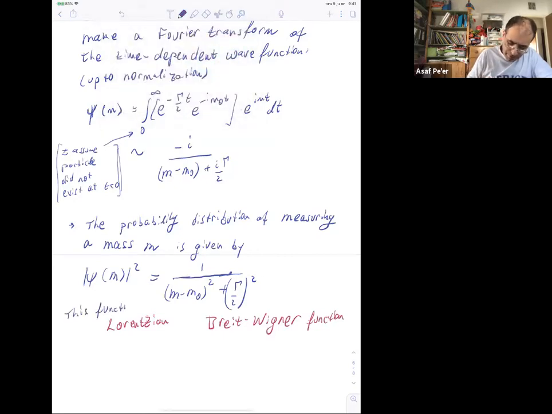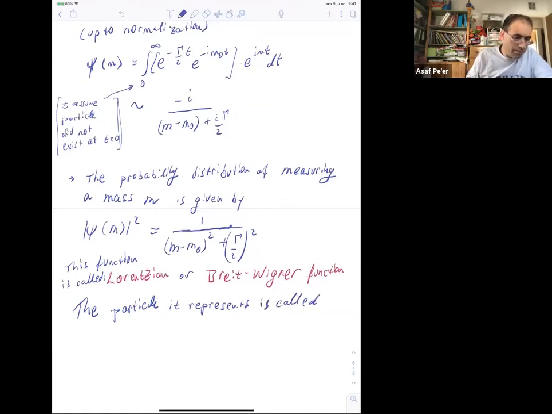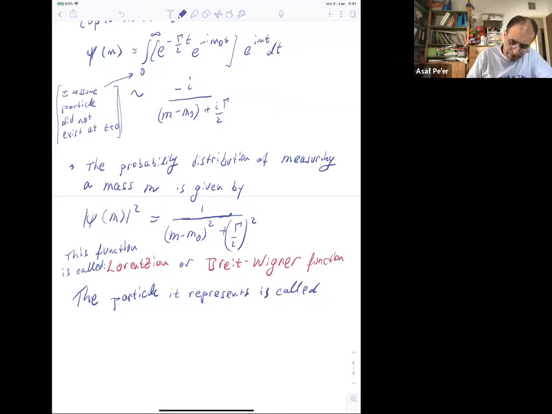This function is called Lorentzian or Breit-Wigner. And the particle that it represents is called the Breit-Wigner resonance.